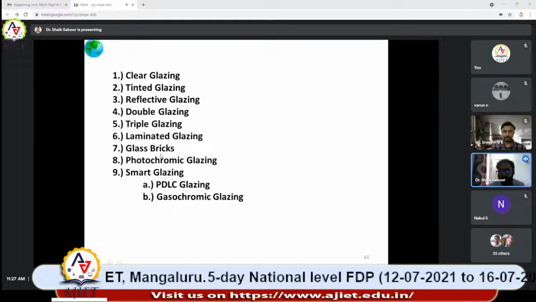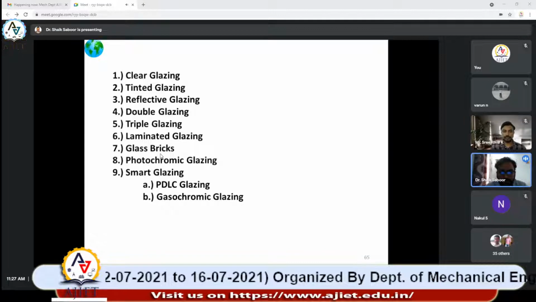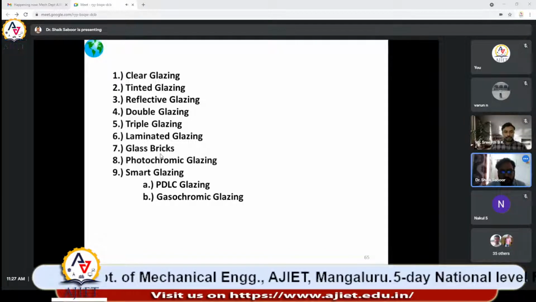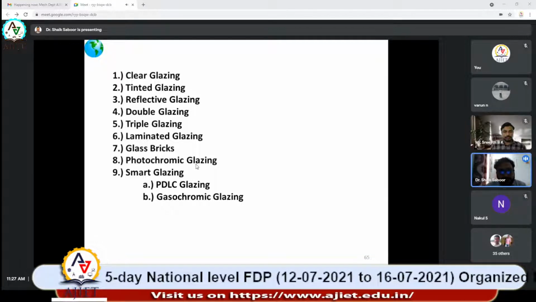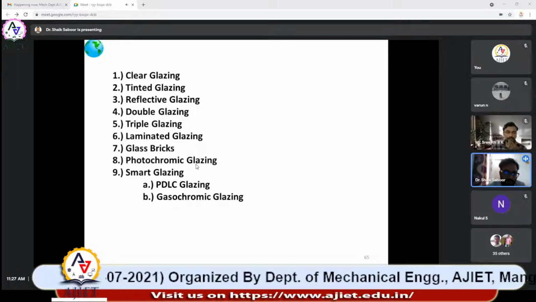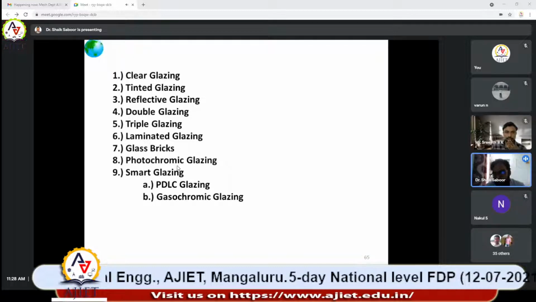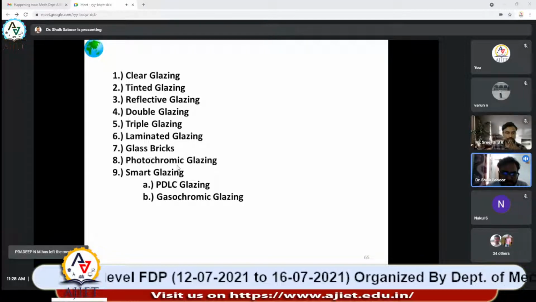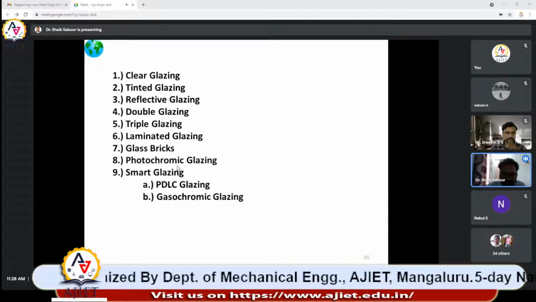Glass bricks have become very popular nowadays, which actually give a lot of daylight factor and also reduce the heat gain into the building. Photochromic glazings are very popular, especially for spectacles, which change color with respect to the solar radiation outside. The problem with photochromic is that it is very costly, and we cannot afford it for buildings. For buildings, the glazing should be as low cost as possible. Photochromic is a very, very costly glazing, so we cannot afford it for buildings.